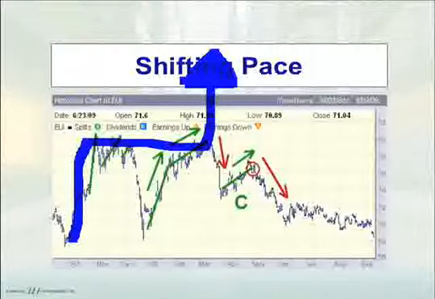Whereas in and of itself, just looking at pace is not going to give you quite the full picture, but it is one of the most important tools for being able to establish target levels and objectives accurately.